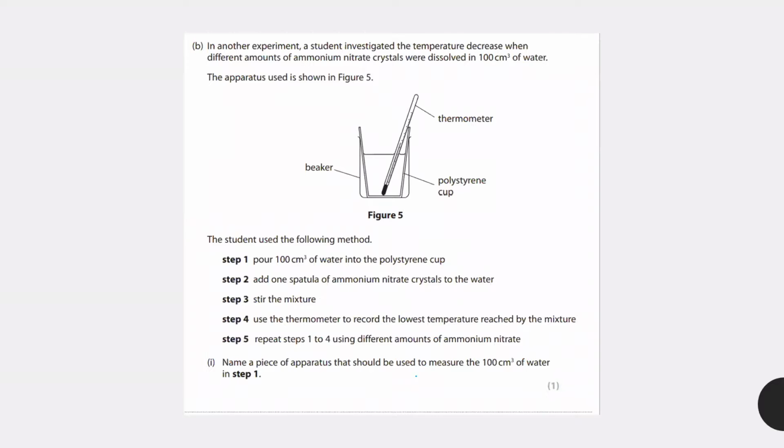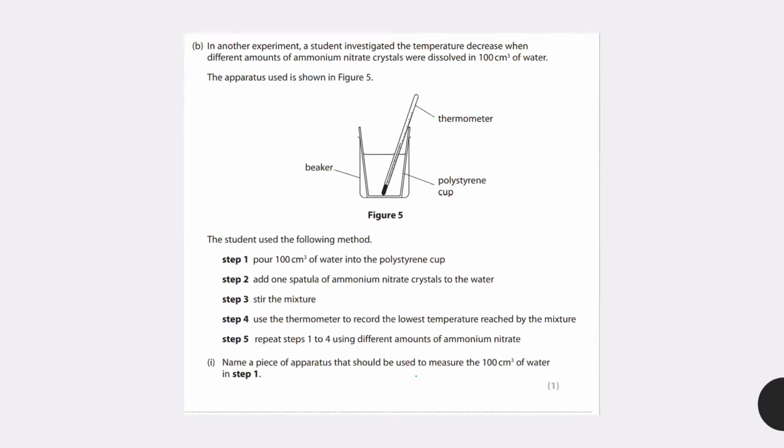In another experiment, a student investigated the temperature decrease. This time we're looking at energy in terms of temperature. So there are lots of ways that energy can be asked about. Thermal energy this time, whereas we had electrical energy in the last one. In another experiment, a student investigated the temperature decrease when different amounts of ammonium nitrate crystals were dissolved in 100 centimeters cubed of water. So ammonium nitrate crystals dissolved in water. The apparatus is shown in figure 5.